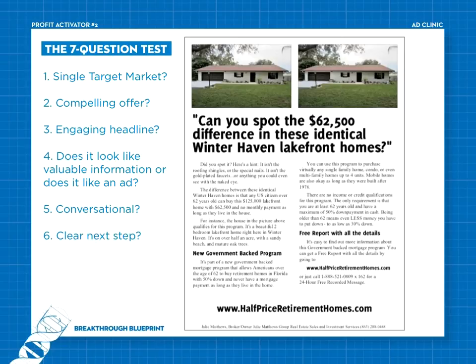Do you have a clear next step? Our clear next step here is to call and listen to the free recorded message, or go to our halfpriceretirementhomes.com website. Number 7, have we used the words "free recorded message," and do we have a compelling URL? And we've got both of them here. We've got the free recorded message, and we've got the halfpriceretirementhomes.com URL. So all 7 of these are addressed, and that's what it looks like when you do that.